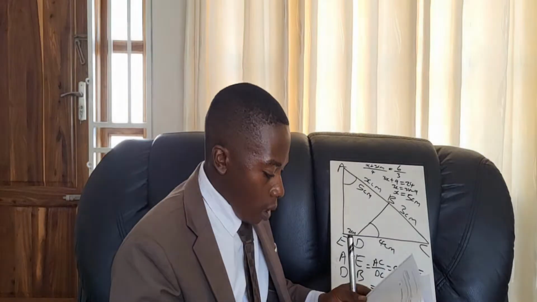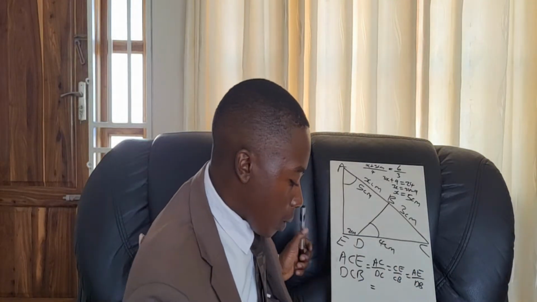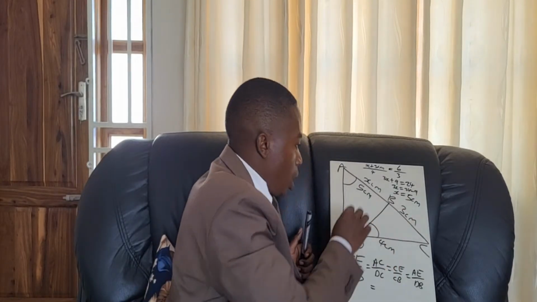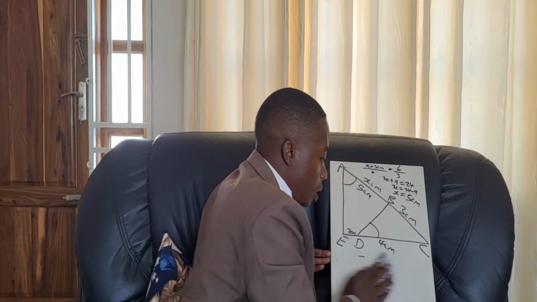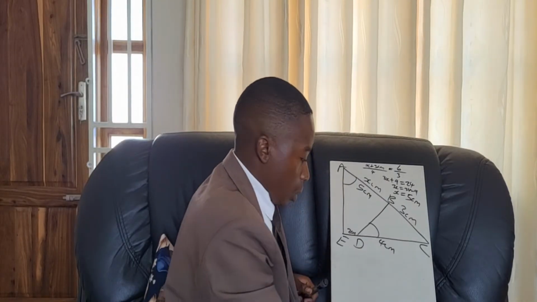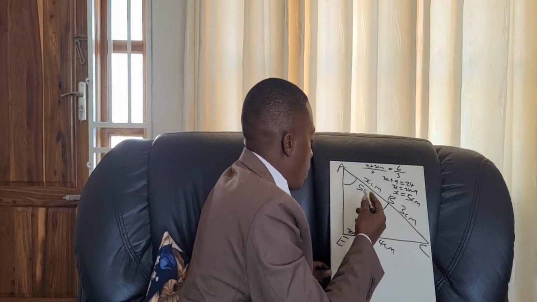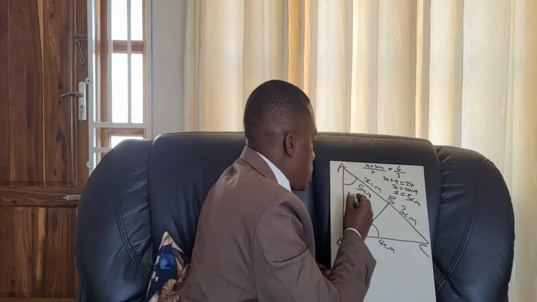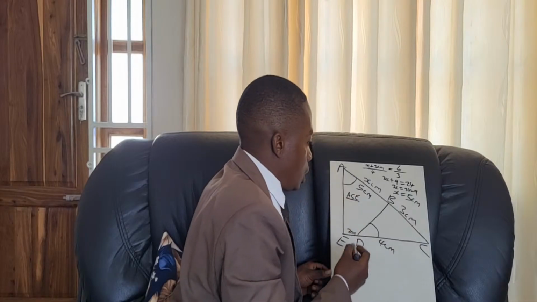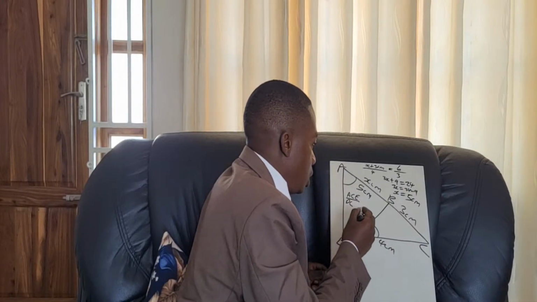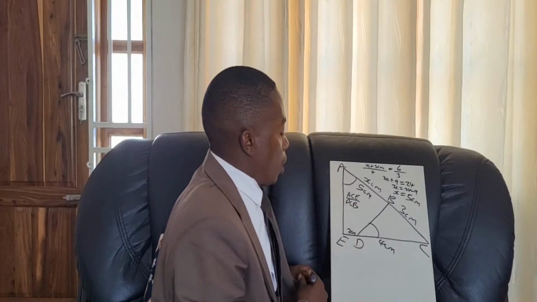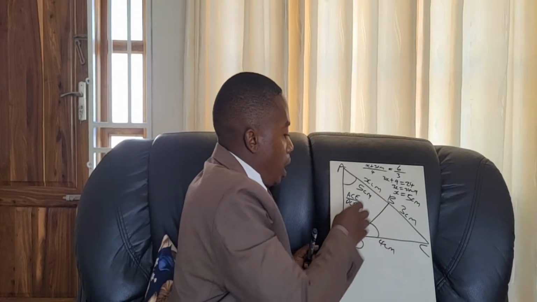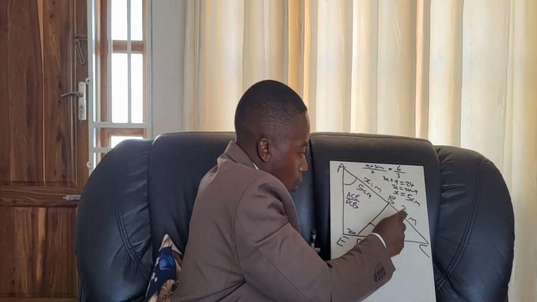It's number 22. Calculate the area of the quadrilateral ABDE. So the area of ABDE is the area of the bigger triangle minus the area of the smaller one.